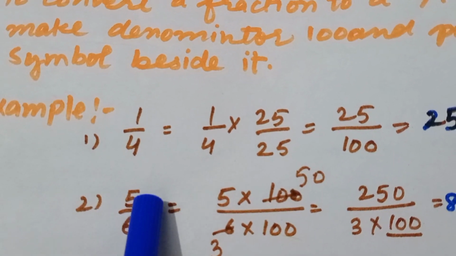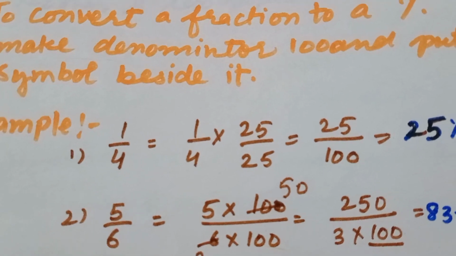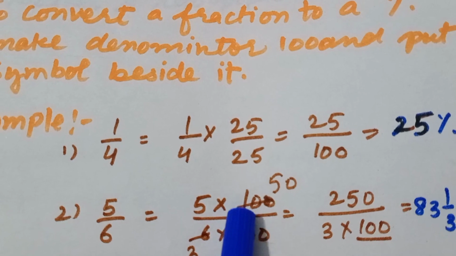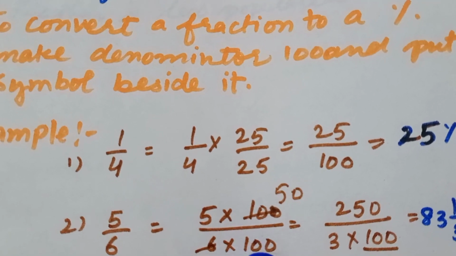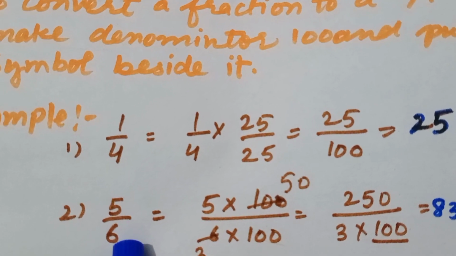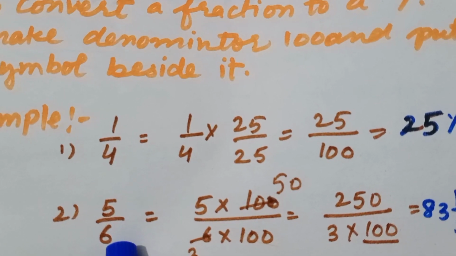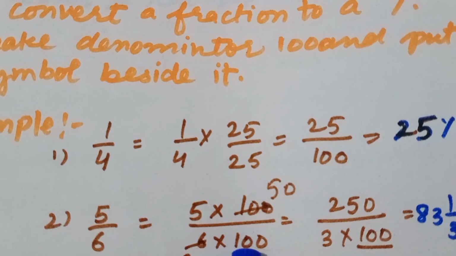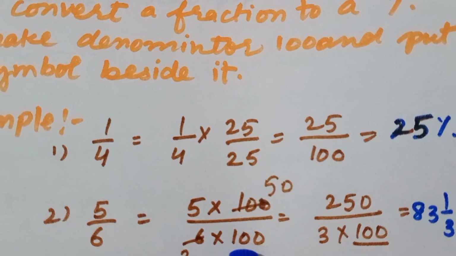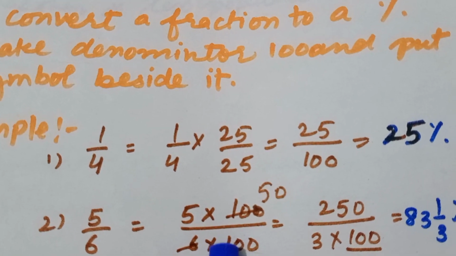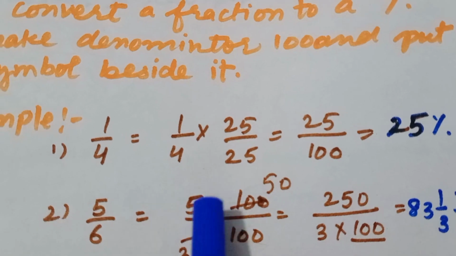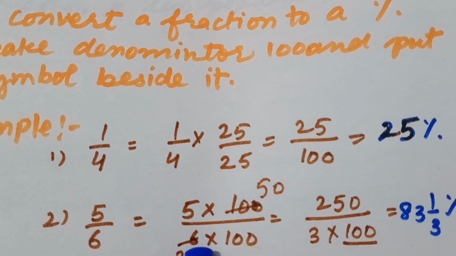Next, one more example, 5 by 6 is equal to 5 by 6 multiplied by 100. Why have I done this? Because I need 100 as the denominator. And if we multiply any number with any number, we will not get 100. So here we keep this 100 to make the symbol of percentage. 5 into 100 by 6.